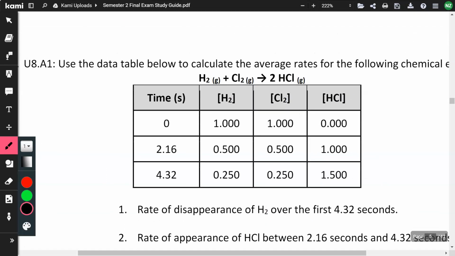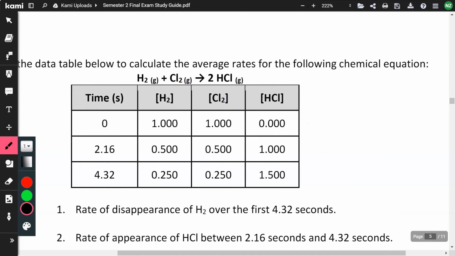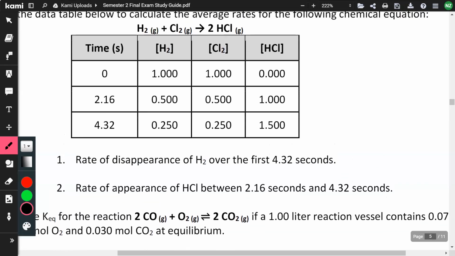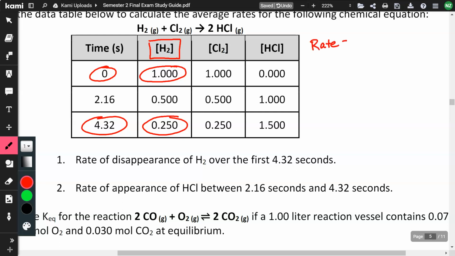So moving on to reaction rates here. It says use the data table below to calculate the average rates for the following chemical equation. The rate of disappearance of hydrogen, H2, over the first 4.32 seconds. So we're going to use this data point here and this data point here, time of 0 and time of 4.32. Your formula for rate is change in concentration over change in time.